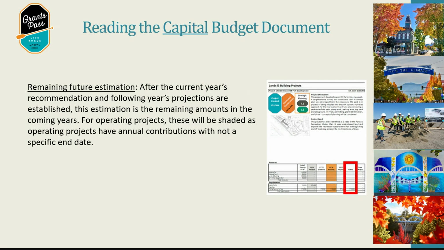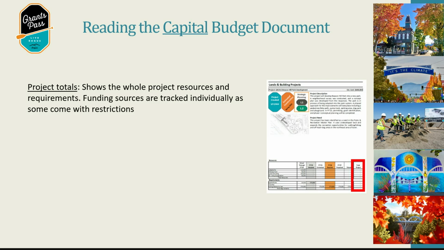And so the last column is going to be the remaining future estimation. After the current year's recommendation, we have some potential future years if we think that there's going to be construction out more than those 2 years that we show budgetarily, which can very well happen like the water treatment plant. And then the very last column is the totals. And again, that's to show you that the total revenues need to match the total expenditures.